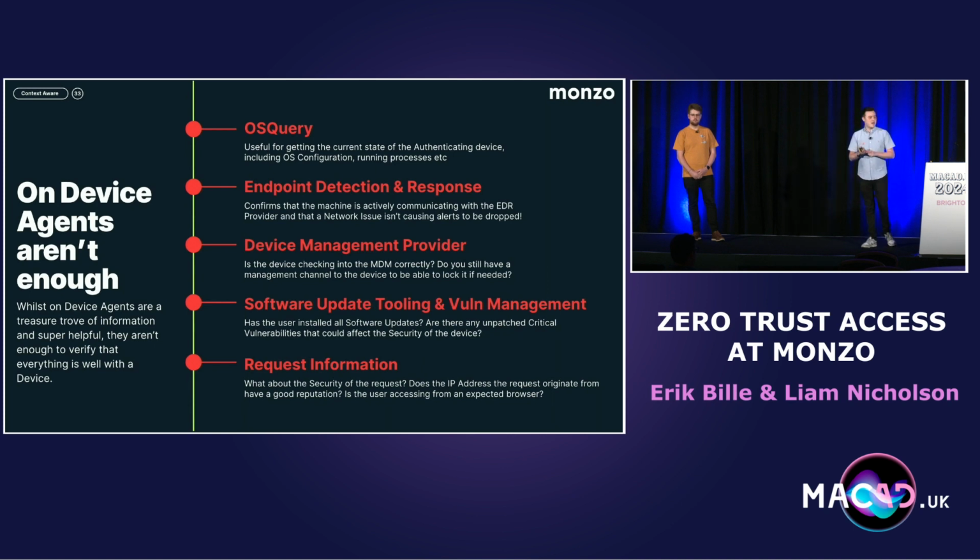Things like, is the network that request originated from trusted? Could it be a Tor endpoint that would be indicative of an attacker accessing our internal tooling? Or is it coming from a suspicious browser? Something like that. So I think that's what we're trying to get at here: on-device agents are great. We love OSQuery, but what else can you augment from the other data sources that are available to you?